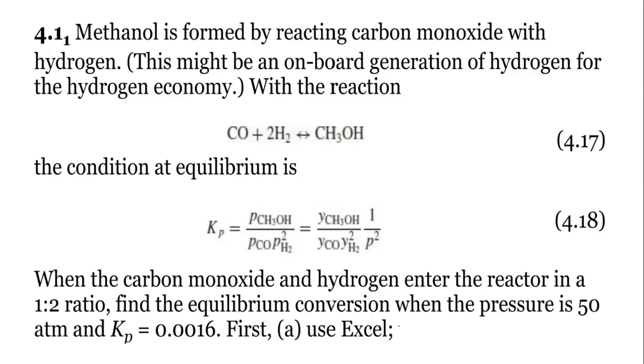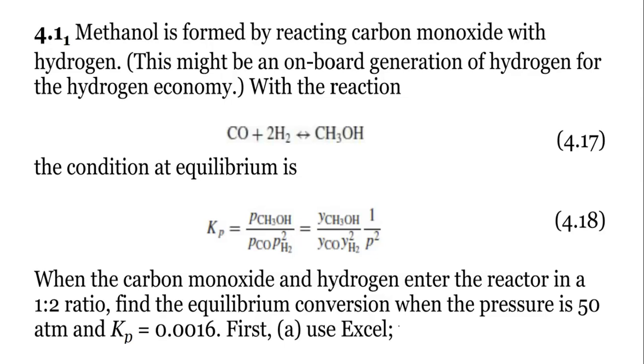Now here the condition at equilibrium is Kp is equal to partial pressure of methanol divided by partial pressure of carbon monoxide into partial pressure of hydrogen square. And if we convert those partial pressures of methanol, carbon monoxide and hydrogen, we'll get mole fraction of methanol by mole fraction of carbon monoxide into mole fraction of hydrogen square into 1 by P square.